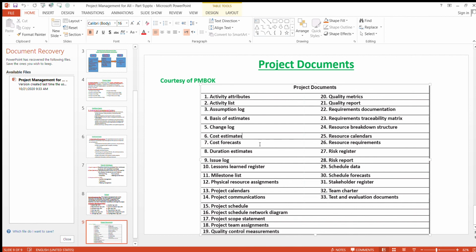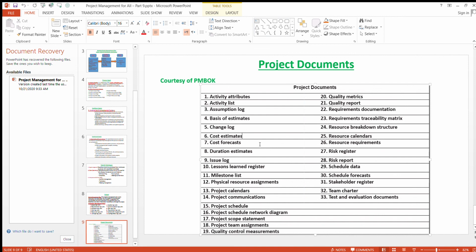So the scope baseline is the approved version of a scope statement, work breakdown structure, and its associated dictionary, which is used as a basis for comparison between what we plan to produce and what we actually produce. This is very important. If any changes happen unapproved, this baseline may change.